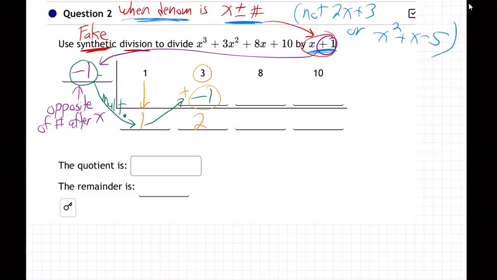And then you do it again. You take this here and you multiply. Just keep multiplying by this number over here. -1 times 2, and you write it right there. See this action where we just multiply and write? Multiply and write. So -1 times 2 is -2. And then you add them up. 8 plus -2, same thing, 6. And then you do it again.